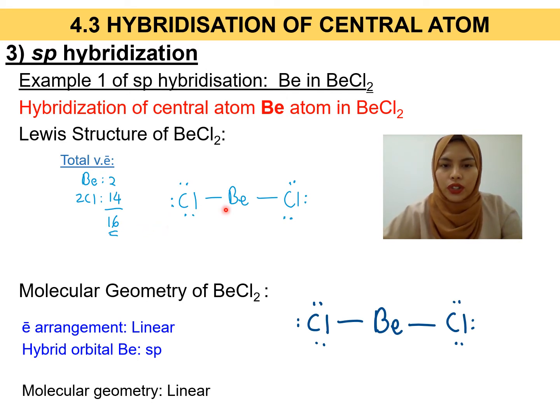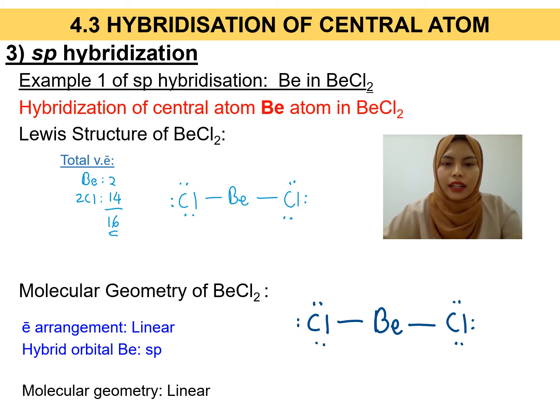After that, you draw the skeletal structure di mana Be akan berada di center, Cl akan berada di terminal, and you connect between the center and terminal atoms with a single bond. Okay. After that, you octetkan all of the atoms in the molecule except beryllium, because beryllium termasuk dalam exception of octet rule. Sebab beryllium dia ada incomplete octet, so you don't have to octet the beryllium. Okay. And then after that you count all of the electrons 2, 4, 6, 8, 10, 12, 14, 16. Memang betul ada total 16 electrons. Okay, so it fits with this total valence electron for the molecule BeCl2.